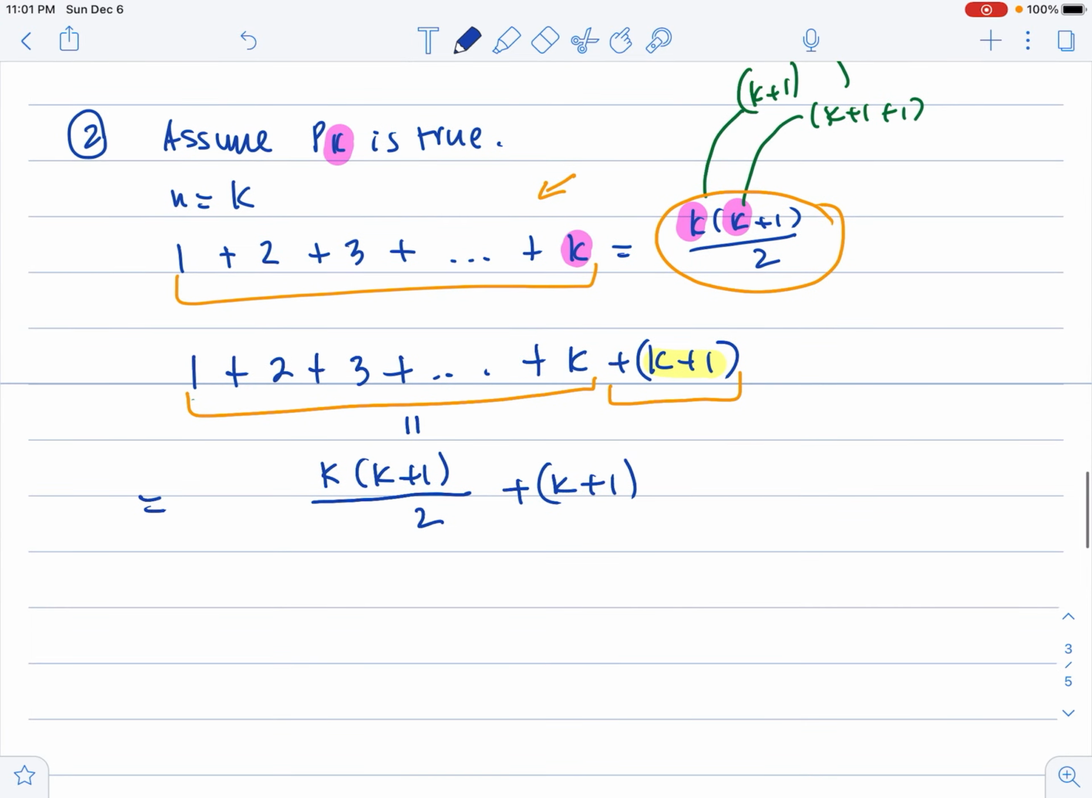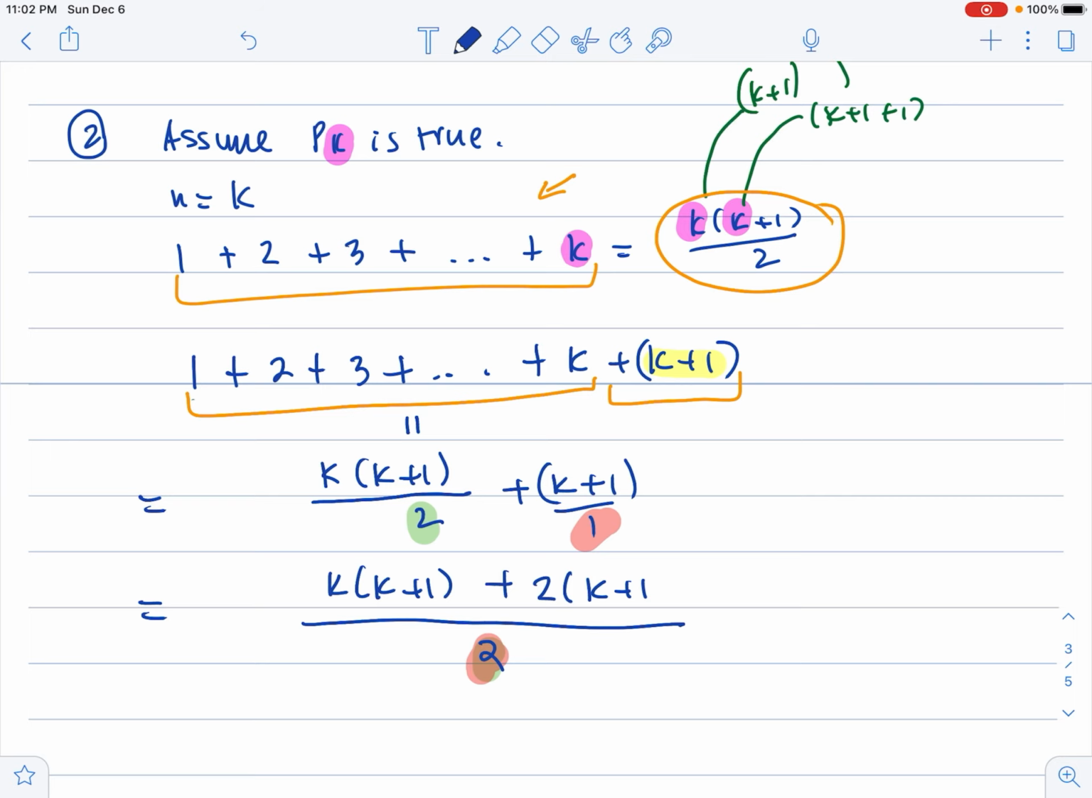And adding rational expressions ito. Anong LCD natin? 2 at saka 1 yung denominator. 2. 2 divided by 2 is 1 times the numerator, that's k, times k plus 1, plus 2 divided by 1 is 2 times the numerator, 2 times k plus 1.